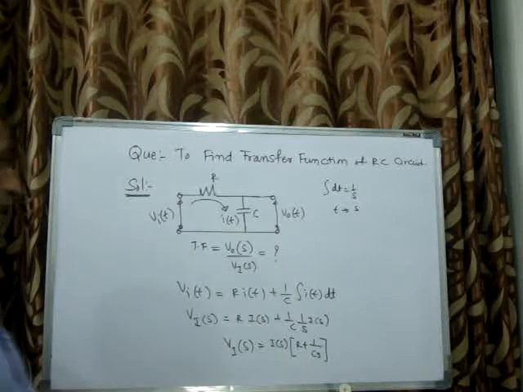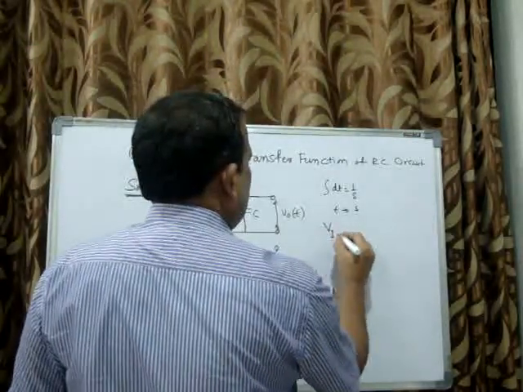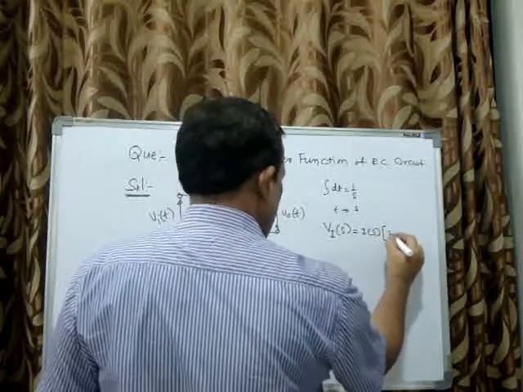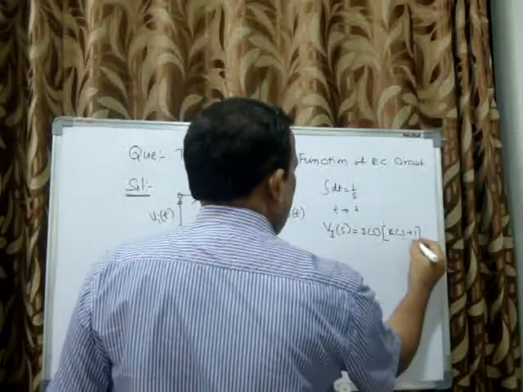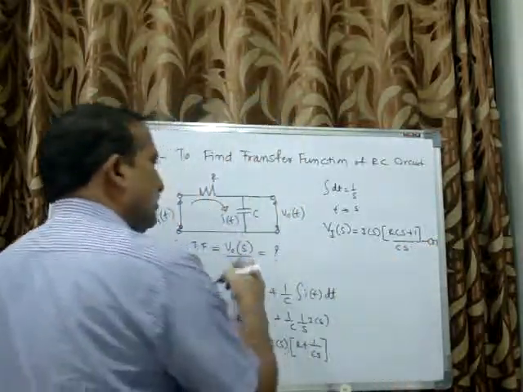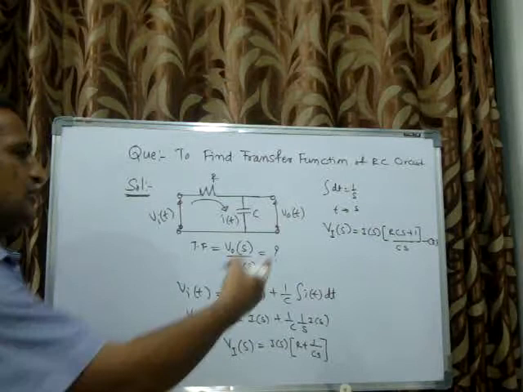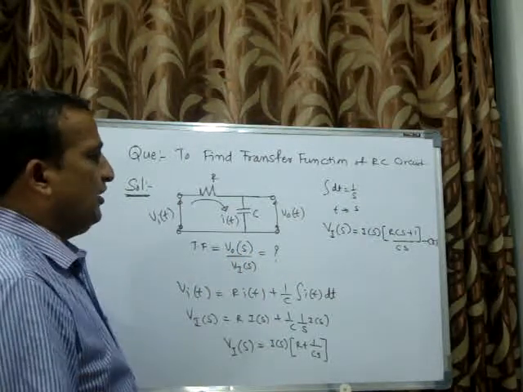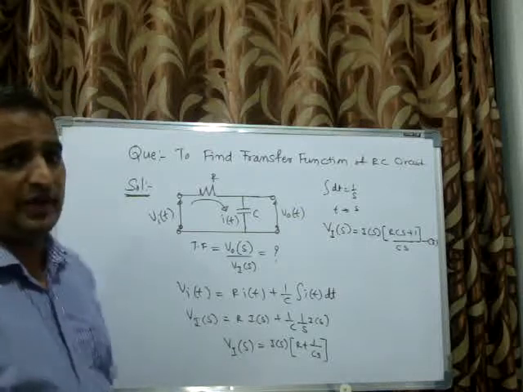So now I'll write Vi of s is equal to I of s into bracket RCs plus 1 divided by Cs. This is equation number 1, because I want V naught. So here you see that there is no V naught term. So how to get a V naught term? I am supposed to write one more equation.